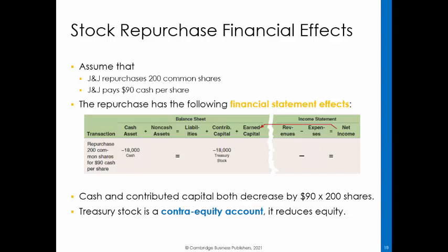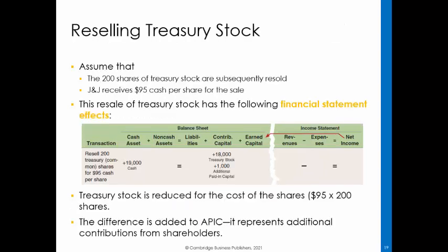We will now illustrate the financial effects of stock repurchases. Assume Johnson & Johnson repurchases 200 shares of its stock previously issued for $100 for $90 cash per share. Cash and stockholders' equity would decrease by the purchase price of $18,000. Treasury stock is a contra-equity account in that it reduces equity.